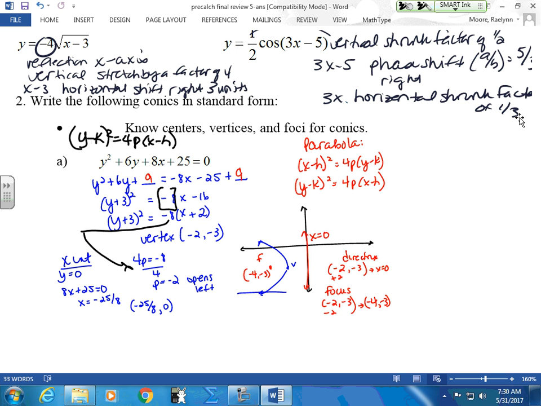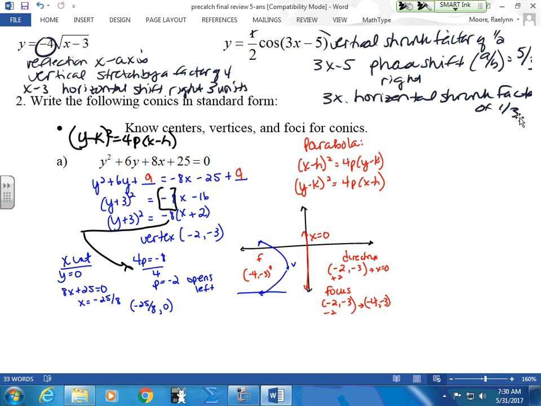Intercept: set y equal to 0. If you set y equal to 0, go right back to the original one and solve for x. Makes life easy. If you're going to set x equal to 0, go here. Obviously, this is not going to have any because it's negative. So as soon as you take the square root, you say, no real y-intercepts.